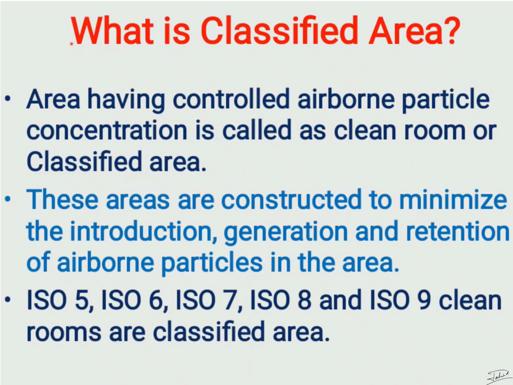Now, let's discuss the classified area. An area having controlled airborne particle concentration is called a clean room or classified area. These areas are constructed to minimize the introduction, generation, and retention of airborne particles in the air. So ISO 5, 6, 7, 8, 9 clean rooms are classified areas. We'll show that in the next lectures.